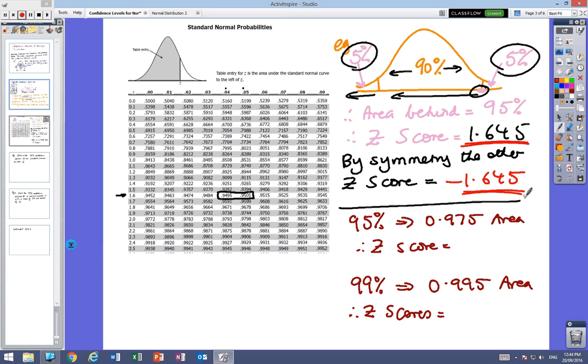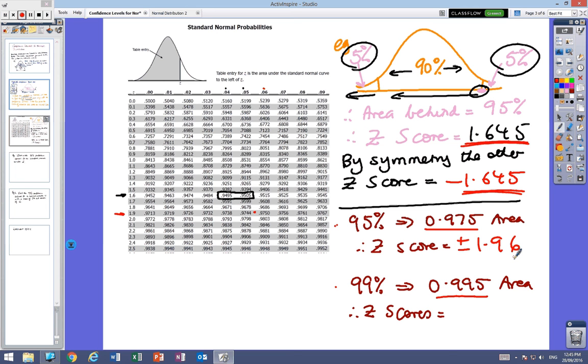I've started these other two, so 95% and 99%. So 95% would be 5% lost, which would be 2.5% on each end, which means that you're looking for 0.975 area. What I want you to do, and then I want you to do the next one, is scan through the table and see if you can find the z-scores equivalent to 0.975 and to 0.995. So pause it, and when you're ready, come back. Okay, so for 0.975, there's 0.975 just there. So it's 1.96, so it's going to be plus or minus 1.96.